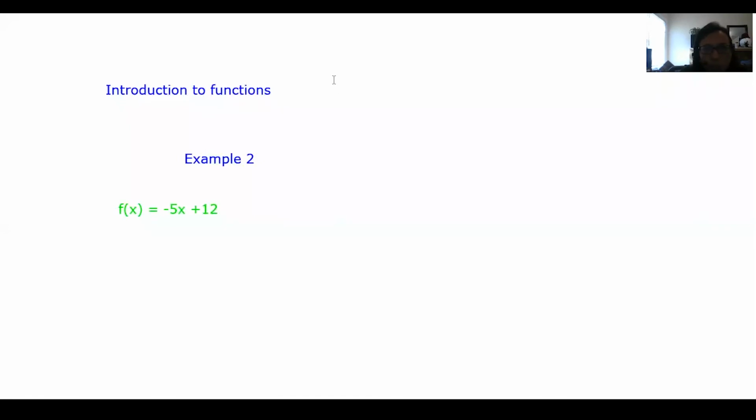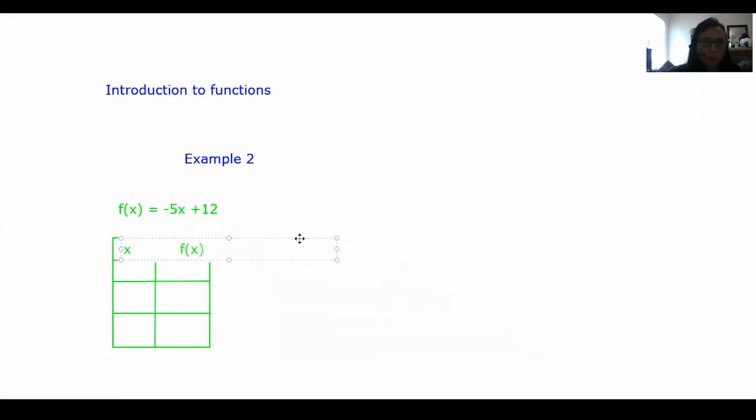So let's start with the table. In general, this will always be the way I label my table. It says if I put x in, this is the f of x. This is the result I expect to get out. Again, you may be used to calling this y, but we're going to get used to calling it f of x, knowing that they mean the same thing.